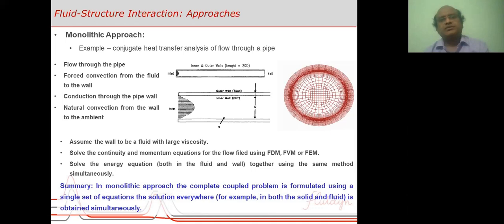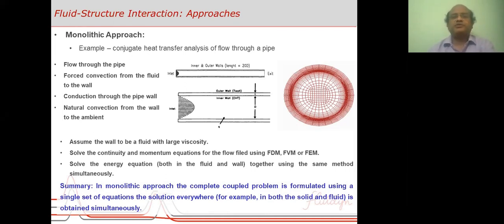To solve this problem, the flow field has to be solved by solving the Navier-Stokes equation inside the pipe. Also, the heat energy equation has to be solved to obtain the temperature inside of the fluid in the pipe. Then we need to calculate the heat transfer from the fluid to the pipe wall. And then in addition to that, the heat conduction in the pipe has to be calculated. So this can be done by using the same method.